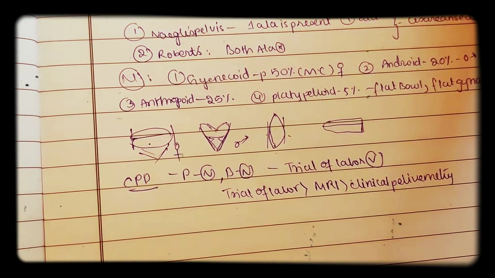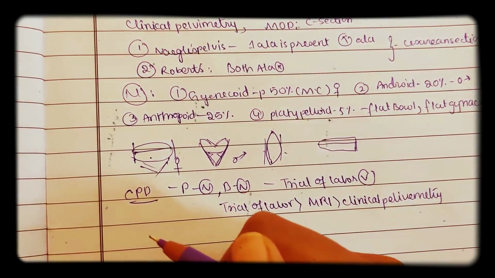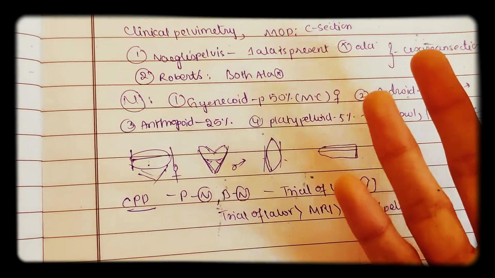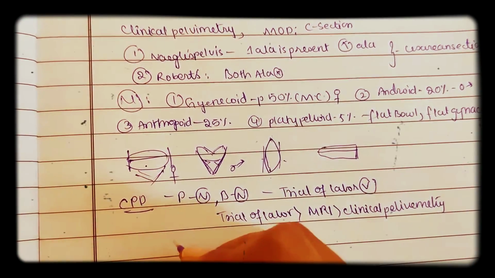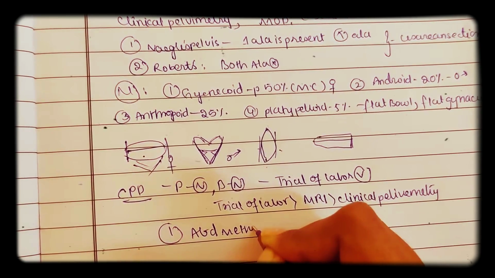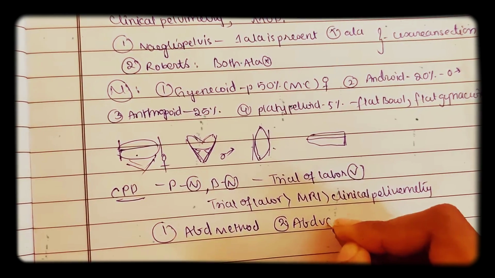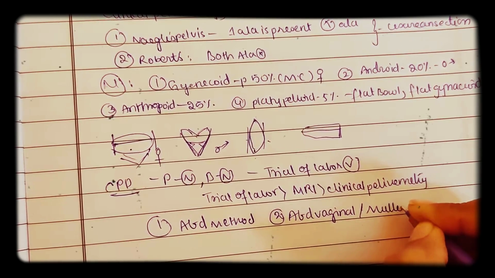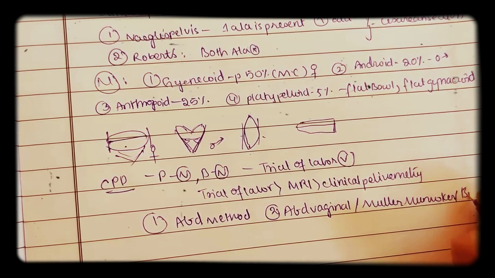Next, coming to CPD, it can occur at the level of the inlet, which is diagnosed by two methods. Either it can occur at the mid pelvis or in the outlet, anywhere it can occur. Next, let us see the methods. The first method which you use is the abdominal method. Okay, and the next method you will use is the abdominal vaginal method, also called the Muller-Hillis method or bimanual method.